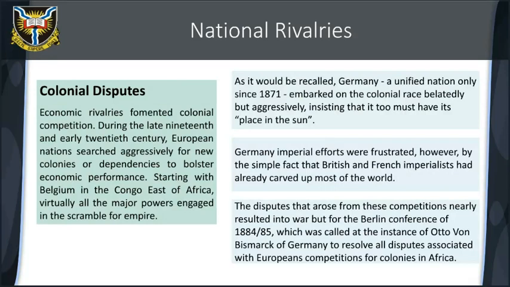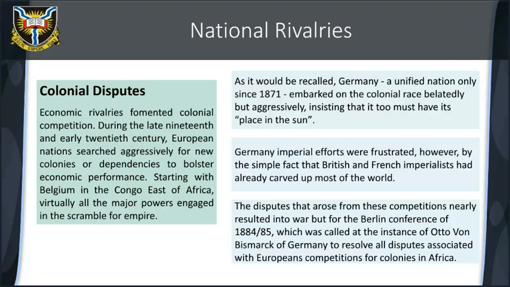Colonial disputes. Economic rivalries fomented colonial competition. During the late 19th and early 20th century, European nations searched aggressively for new colonies or dependencies to bolster economic performance. Starting with Belgium in the Congo in East Africa, virtually all the major powers engaged in the scramble for empire. As it would be recalled, Germany, a unified nation only since 1871, embarked on the colonial race, belatedly but aggressively, insisting that it too must have its place in the sun.